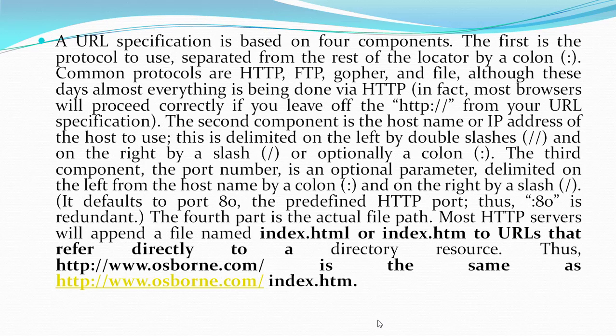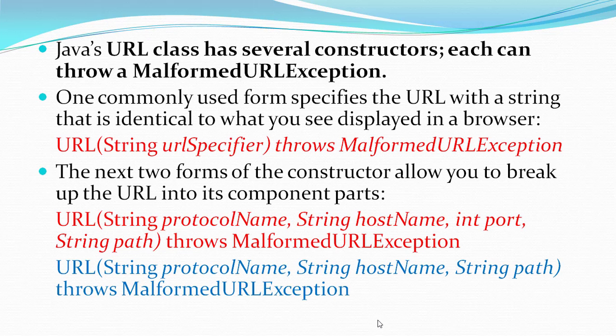The fourth part is the actual file path. Most HTTP servers will append a file named index.html or index.htm to URLs that refer directly to a directory's resource. Thus, http://www.osborne.com/ is the same as http://www.osborne.com/index.htm. These two are the same. This is the basics of URL.